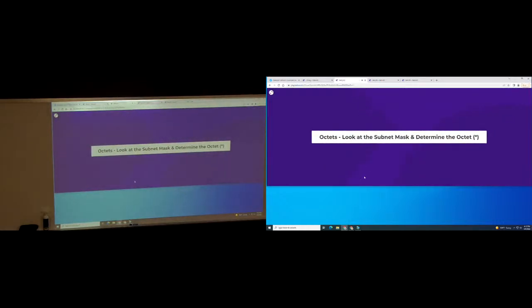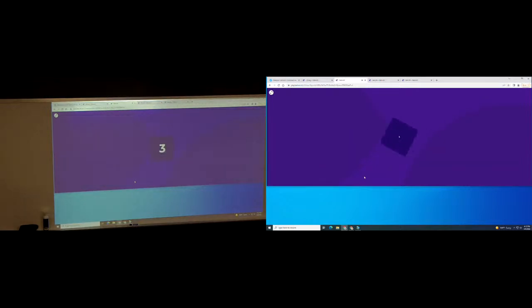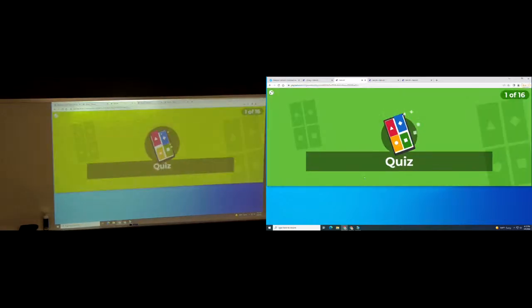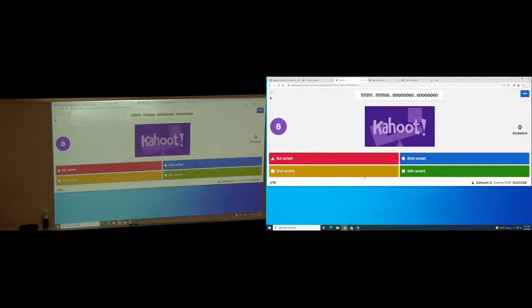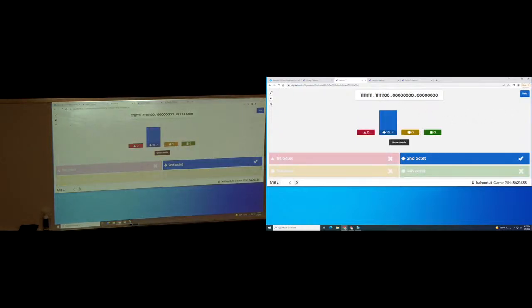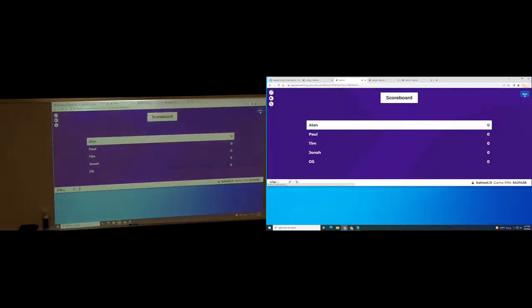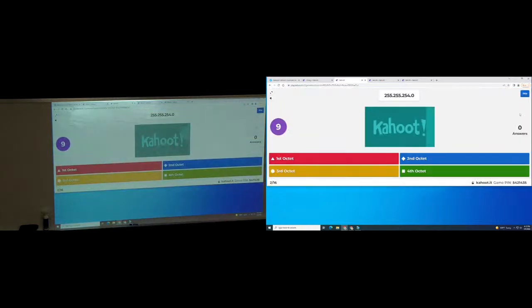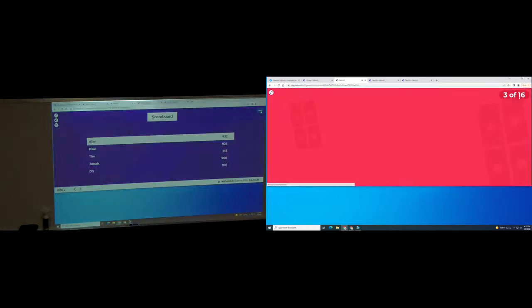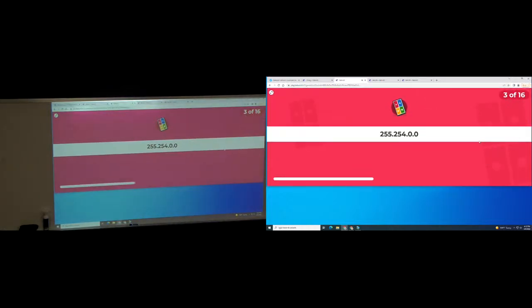So we're just looking at the subnet mask and determining what octet the last network bit is in. You're just looking at the subnet mask and determining what octet we're landing in. Nice and easy. We're just looking to see where the last network bit is. It's making the brain get used to seeing the octets.